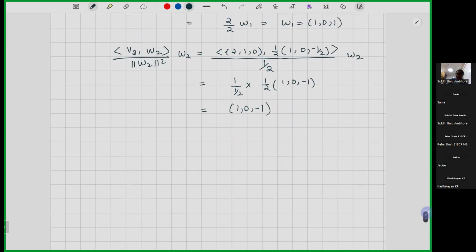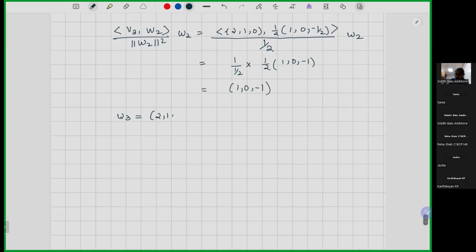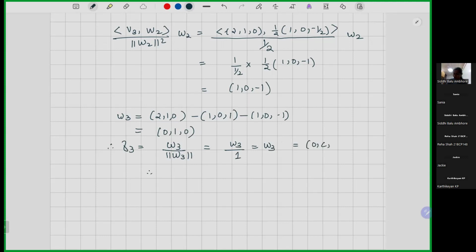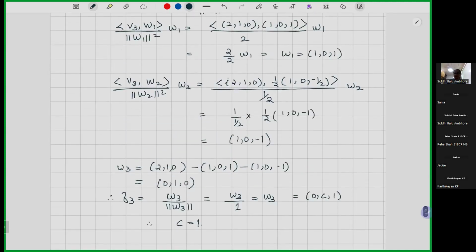So W3 is (2, 1, 0) minus (1, 0, 1) minus (1, 0, -1), which is (0, 1, 0). And therefore our last element, gamma 3, was (0, C, 0). So C is, the norm of W3... gamma 3 is W3 by norm of W3, but we can see that the norm of W3 is just 1. So it is just W3, which was (0, C, 1). So C is 1. Any doubts here? It was just calculation and nothing else.